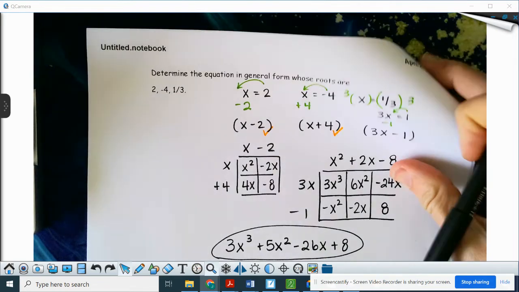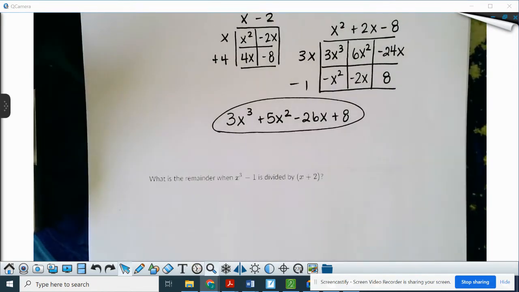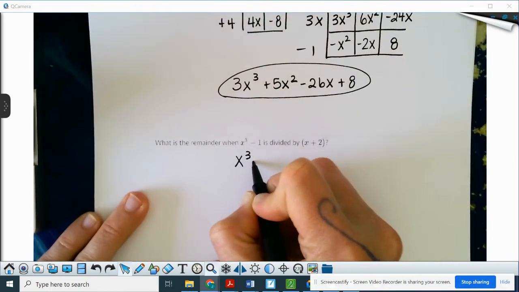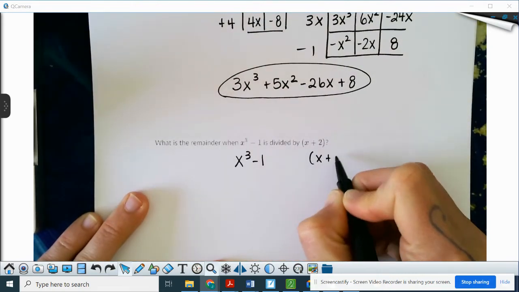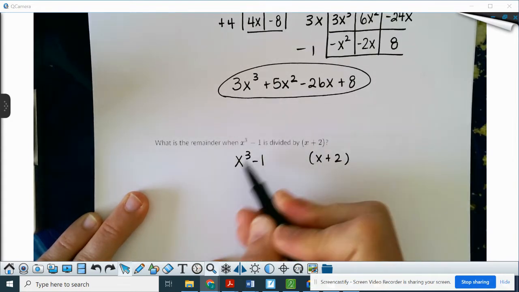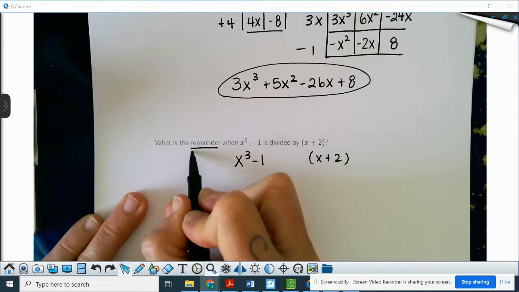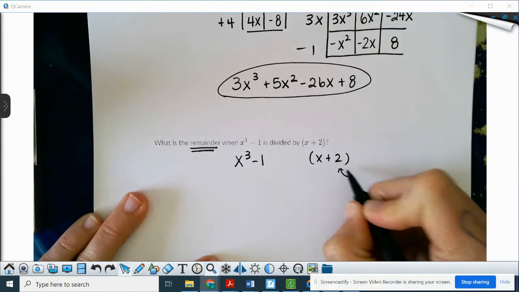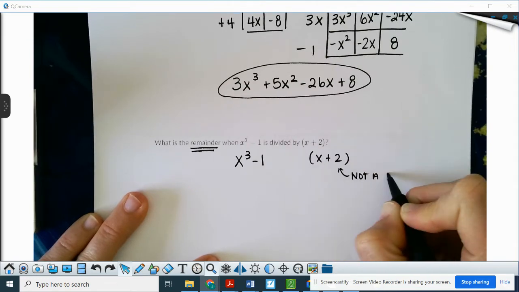All right, number 2, another released EOC question. What is the remainder when x cubed minus 1 is divided by x plus 2? So if it's divided by this, you could do long division if you want, but all they're asking for is the remainder. So what is the leftover? So it's definitely not a factor, because there is a remainder.